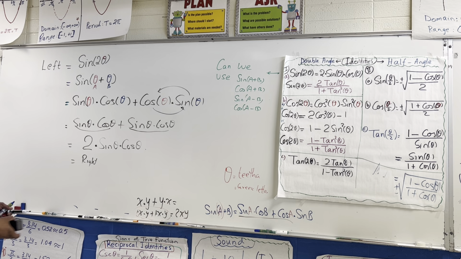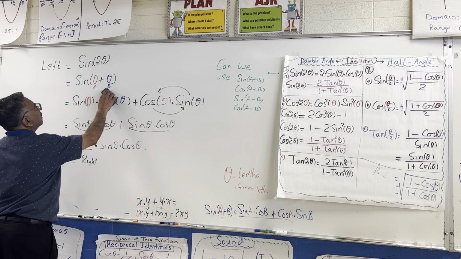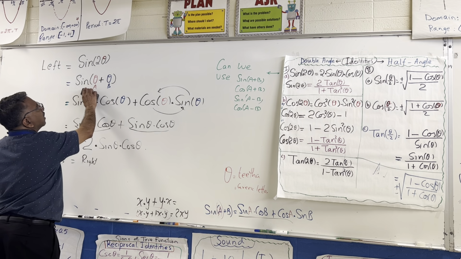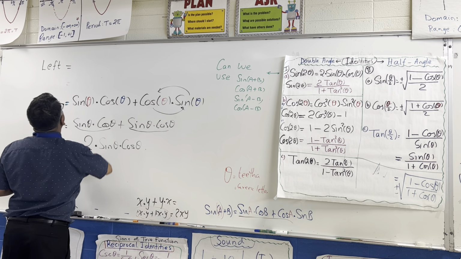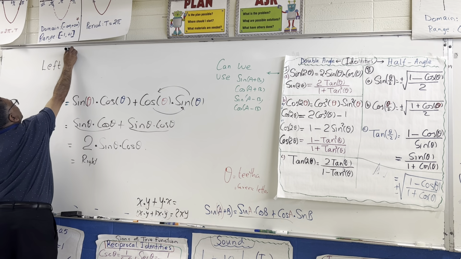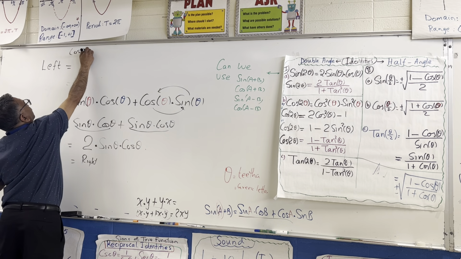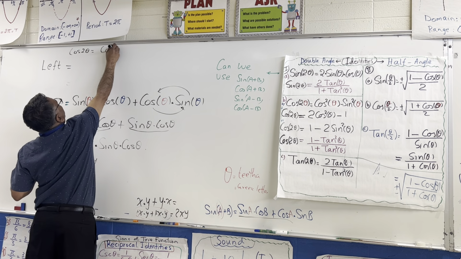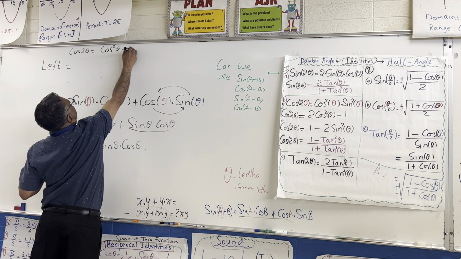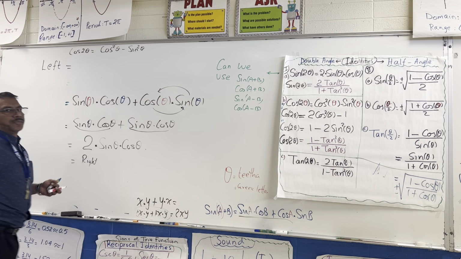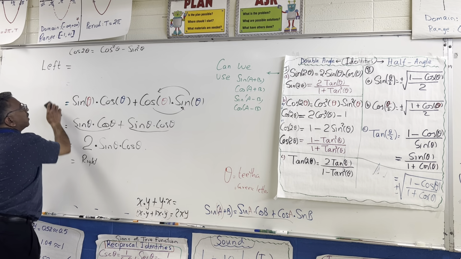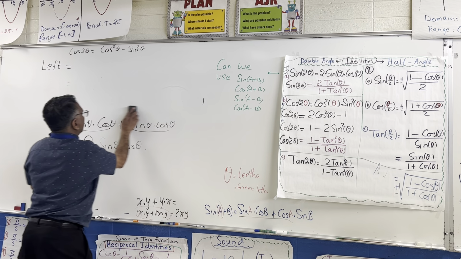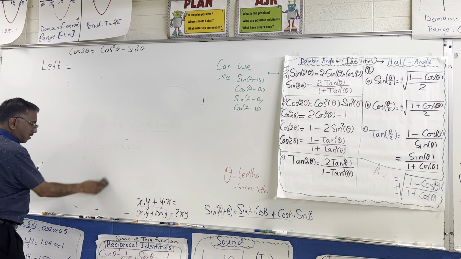Okay, so the next one is cosine. So sine 2 theta is done, right? Start with the left side and let's see why cosine 2 theta is cosine squared minus sine squared, let's see why it is like this. Is that okay? So how do I start first? Cos of?